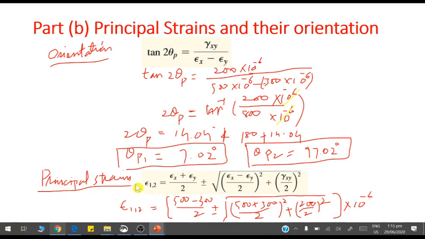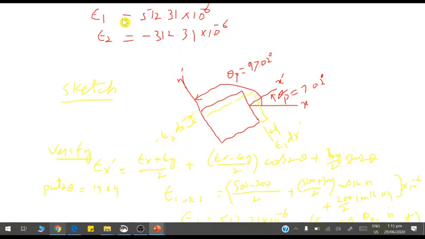So for principal strains, the equation is given: epsilon 1,2 is equal to (epsilon x plus epsilon y) by 2 plus minus the square root of ((epsilon x minus epsilon y) by 2) whole square plus (gamma xy by 2) whole square. After putting in the values, and in this equation I have taken 10 to the minus 6 common, so it will be common from here and here. So the overall result will be epsilon 1 is equal to 512.31 into 10 to the minus 6, and epsilon 2 will be minus 312.31 into 10 to the minus 6.